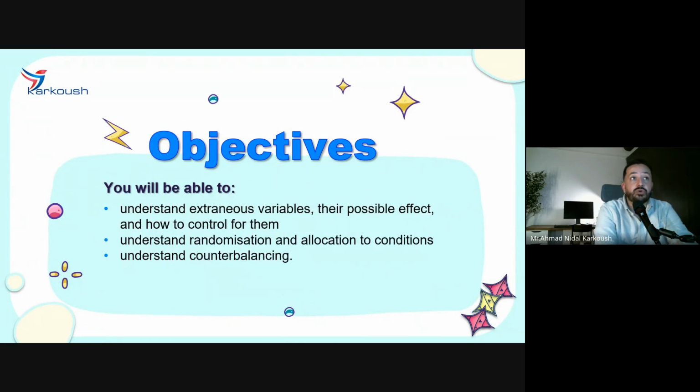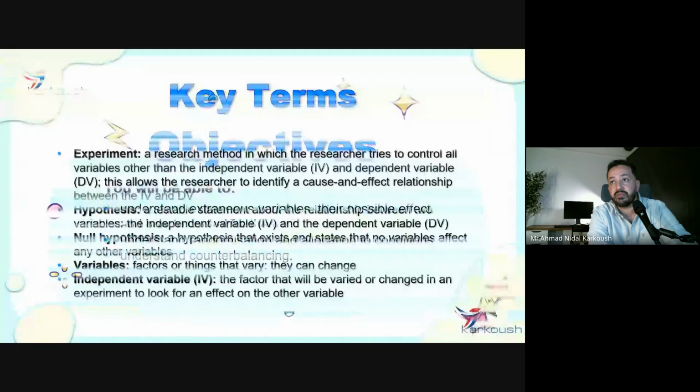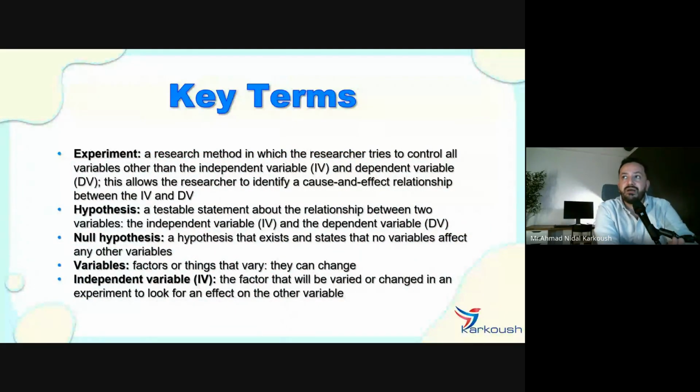You will also be able to understand all the different types of variables, including extraneous variables, their possible effect, how to control them, and you will understand randomization, allocation, and counterbalancing. Pretty interesting. So let's have a look at this together. First of all, before we dive in, the lesson is dense. It is a little bit heavy.